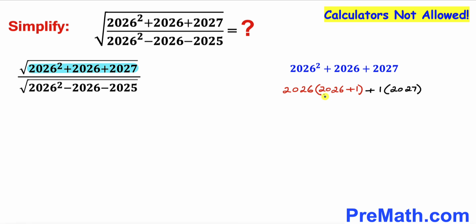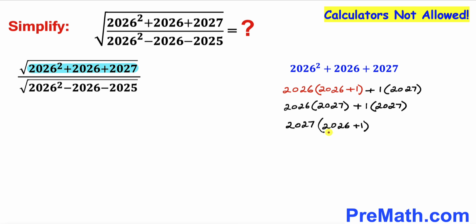And now let's make an observation. We can see 2026 plus 1 is going to give us 2027. So therefore we are ended up with 2026 times 2027 plus 1 times 2027. And now we can see 2027 and 2027, they are in common. So therefore I could factor out 2027 outside, and inside parentheses we are ended up with 2026 plus 1.